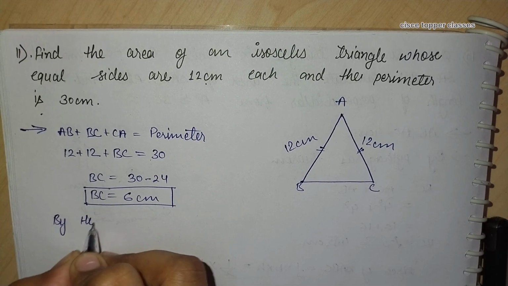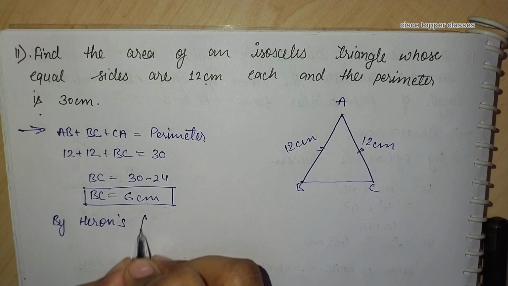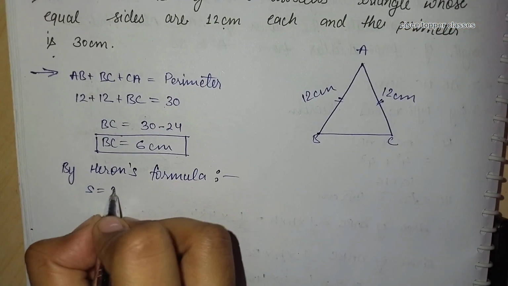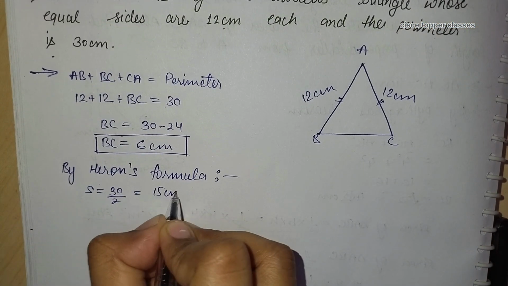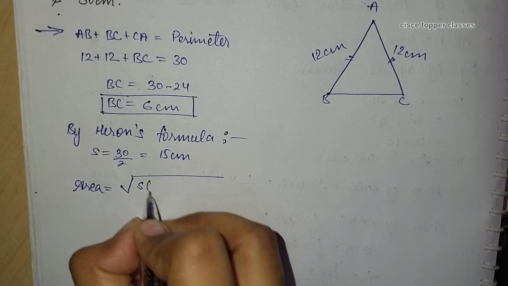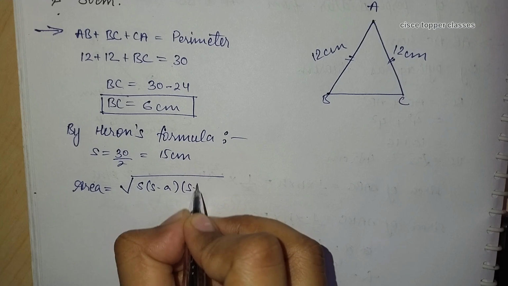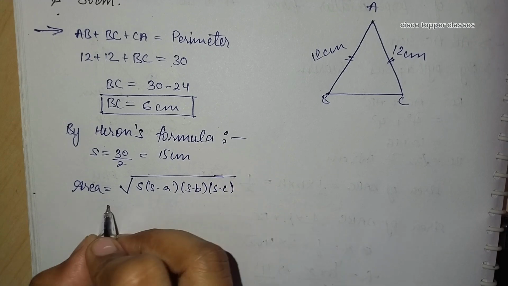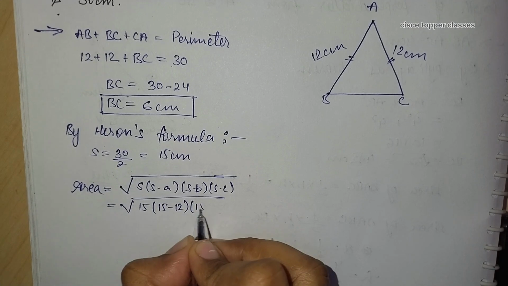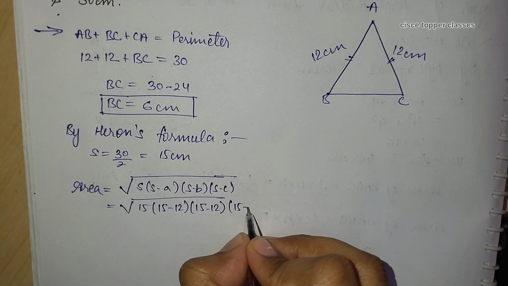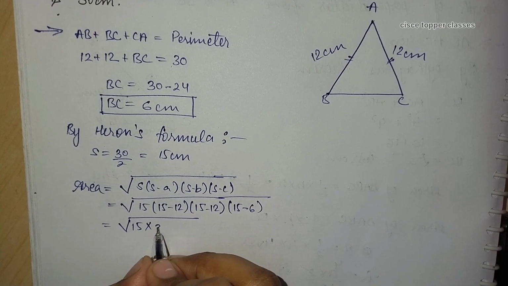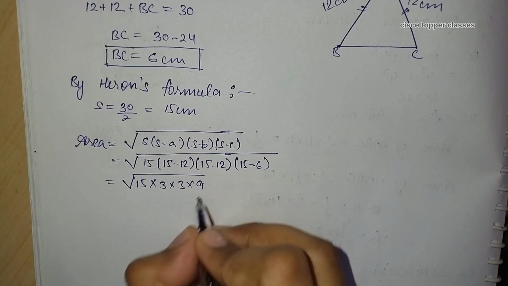Now by Heron's formula, firstly we will find the semi-perimeter to find the area. Semi-perimeter is the half of perimeter. So it will be 30 by 2, so 15 centimeter. Now area of this triangle will be under root S, S minus A, S minus B and S minus C. We'll put all the values. This is 15. So 15 minus 12, again 15 minus 12, and here 15 minus 6. So this will be 15 into 3 into 3 into 9.